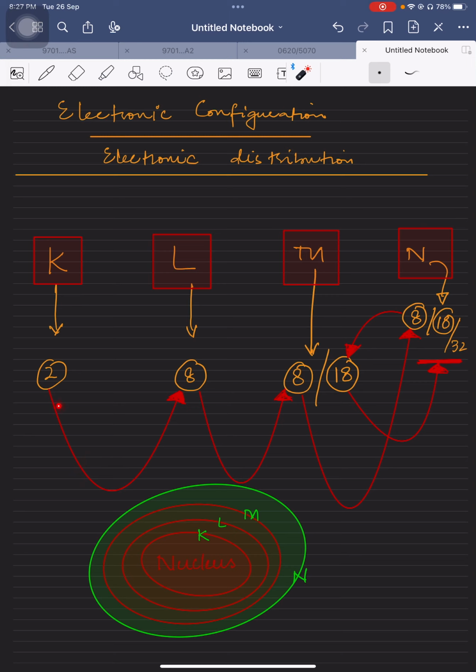Okay, now what is the rule? We are going to revise this whole thing. So first of all, we are going to place 2 electrons in the K shell. Then we will move to 8 electrons in the L shell. Then we will move to M shell.